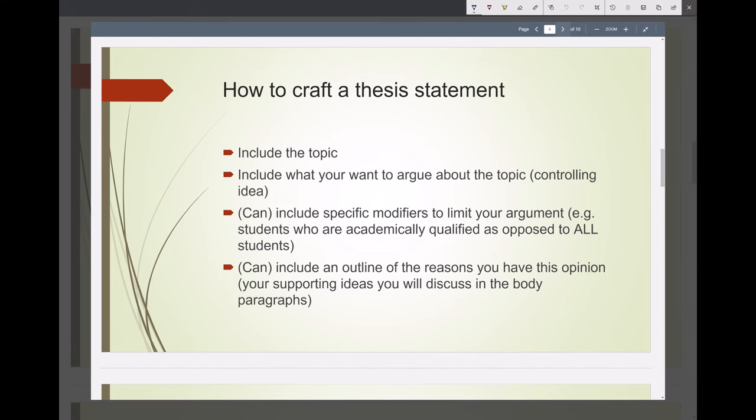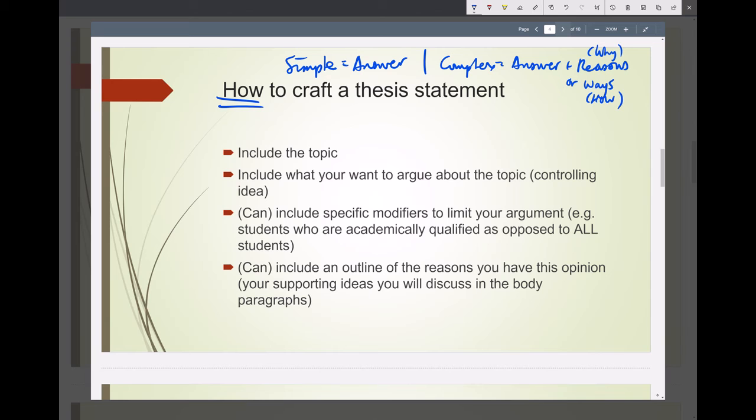So before we compare the different kinds of thesis statements, let's call them simple, which is just the answer, and then a more complex one, which is answer plus, we'll call them reasons for now, reasons or ways, depending on which question you answer. Reasons for why, ways for how. We have some specific steps or elements to make every kind of good thesis statement.